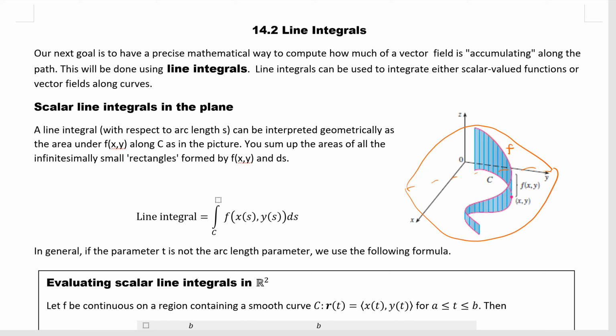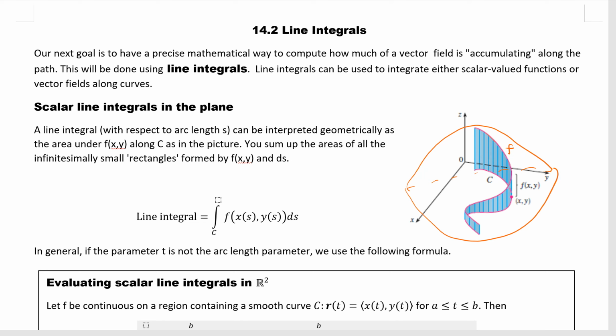So a line integral with respect to the arc length parameter s can be interpreted geometrically as the area under the function f along the curve C, as in the picture. We sum up the areas of all the infinitesimally small rectangles formed by f of x y and the ds. If you look at this blue area, that is the line integral, okay?